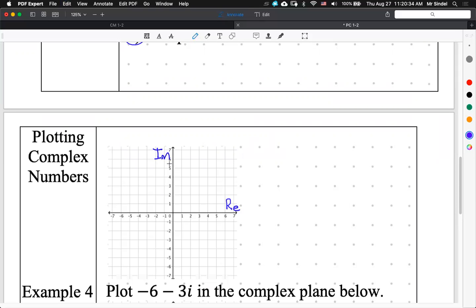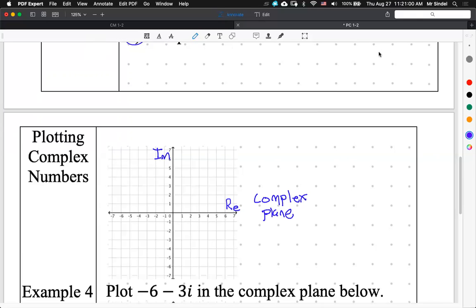So I'm still taking in two inputs. I'm taking in a real input and an imaginary input, and I'm going to output a point somewhere on this grid. I should also write down that this thing right here is called the complex plane, which is different than the old one.